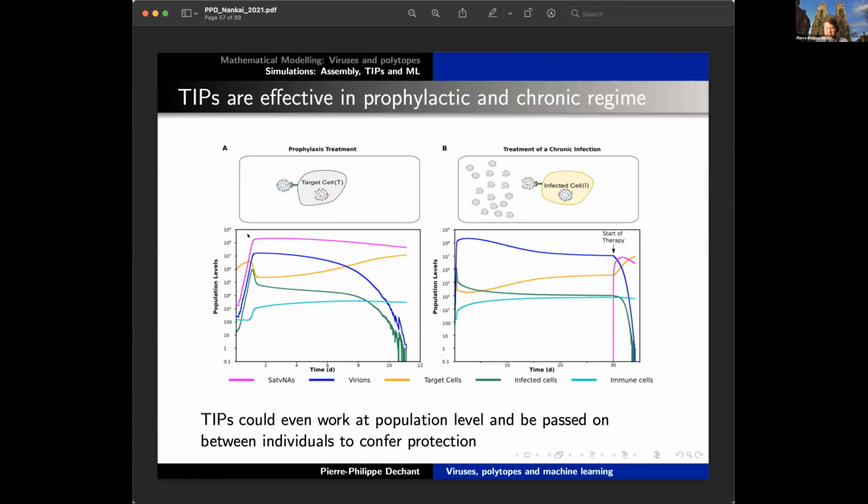And both virus and TIP grow exponentially. The TIP is exponentially higher, and it essentially drives the virus to extinction in this prophylactic setup. You can also think of introducing it later on in a sort of chronic infection. And again, in this example, it drives the virus down to extinction quite quickly. So this might be a really interesting antivirus strategy going forward that exploits these insights into viral assembly.